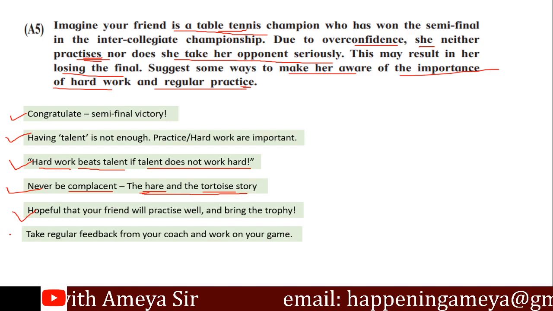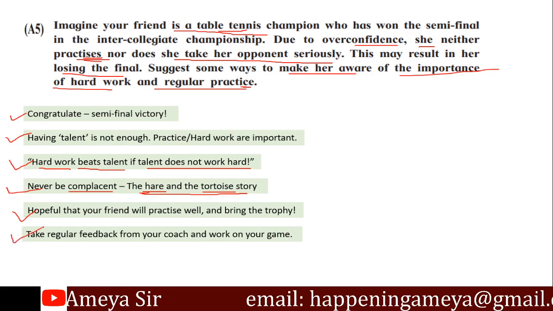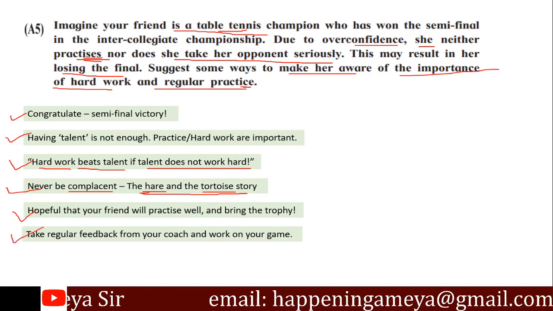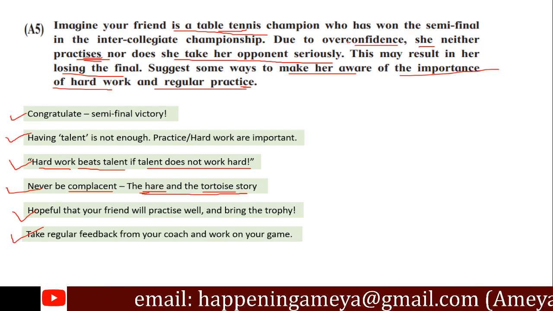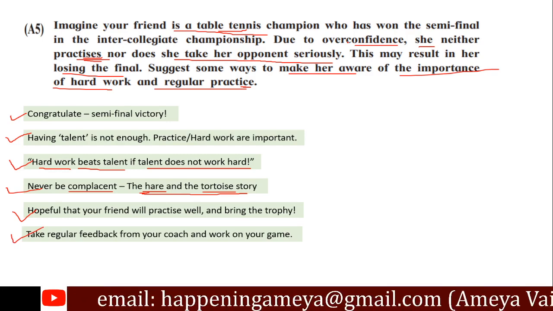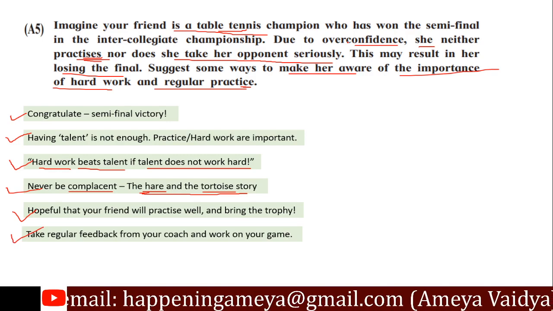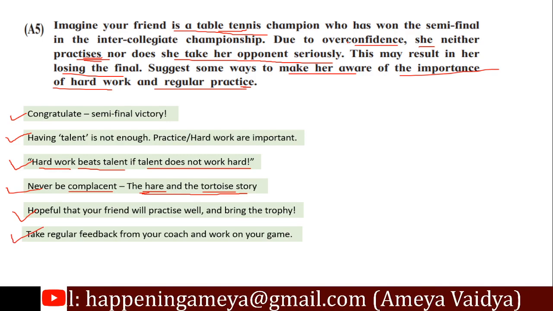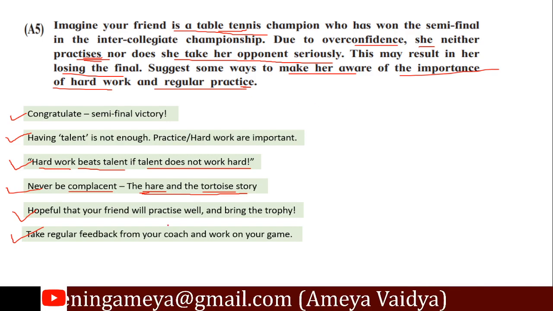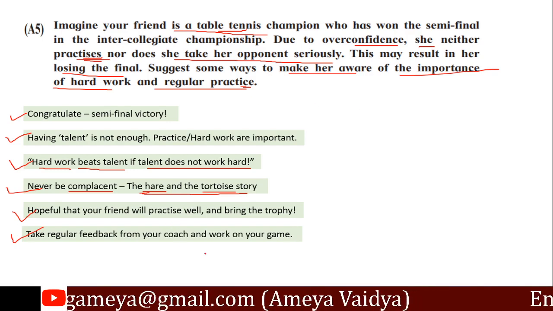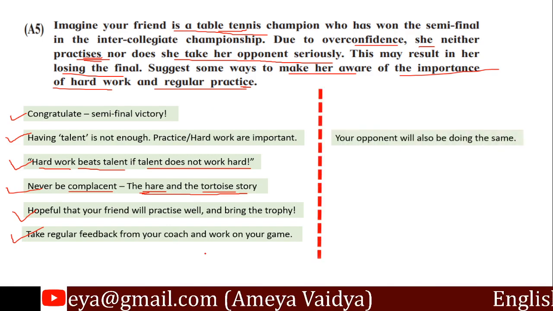Take regular feedback from your coach. This is a very important point. I'm sure that they will have a coach or somebody senior to talk to. So you can tell your friend that she should take regular feedback, or ask the coach for any observations, and then work on her game. So you can say that take regular feedback from your coach and work on your game. This is what you are going to tell your friend.